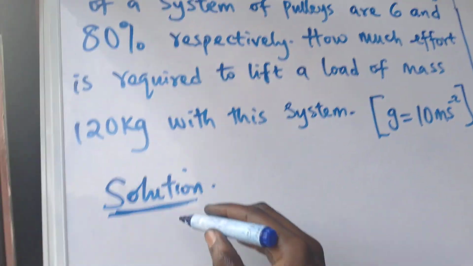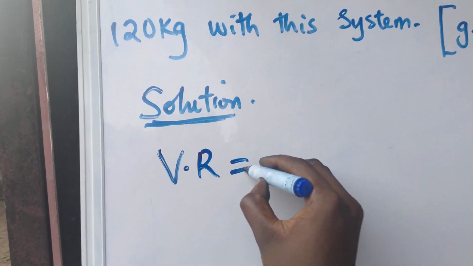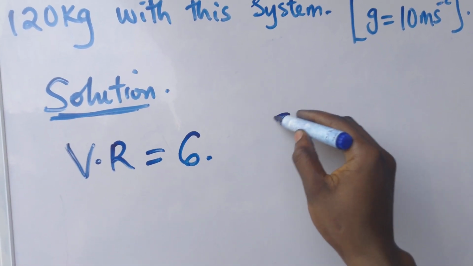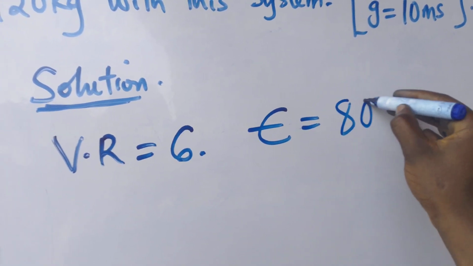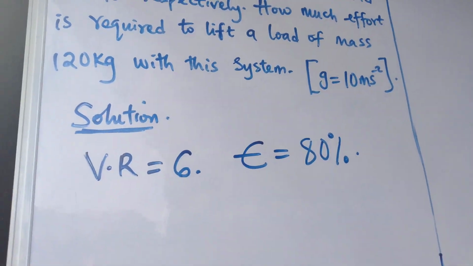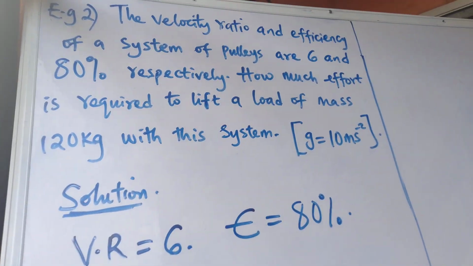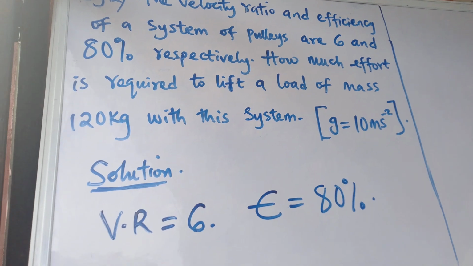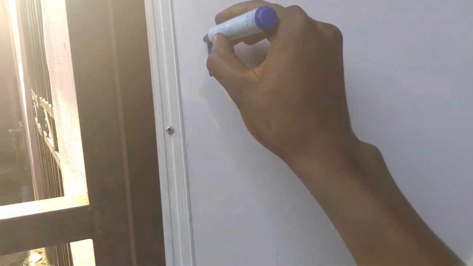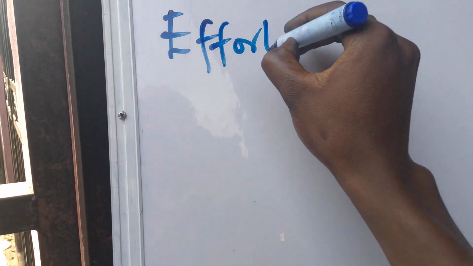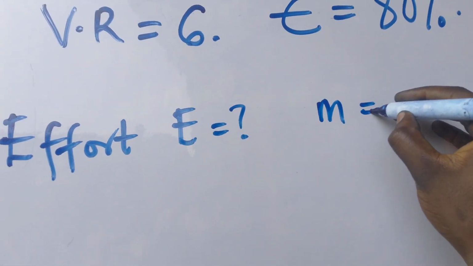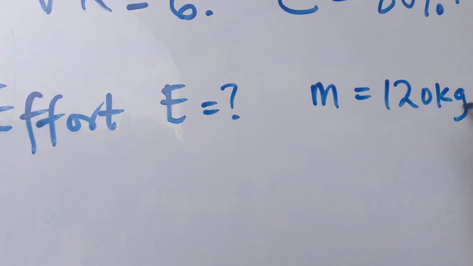Listing the parameters there, we say that velocity ratio VR is equal to 6, and we are also told that the efficiency of the system is 80%. Alright, the velocity ratio is 6 and the efficiency of the system is 80%. How much effort is required to lift a load of mass 120 kg? So we say that the effort E is unknown. And then the mass there is 120 kg.